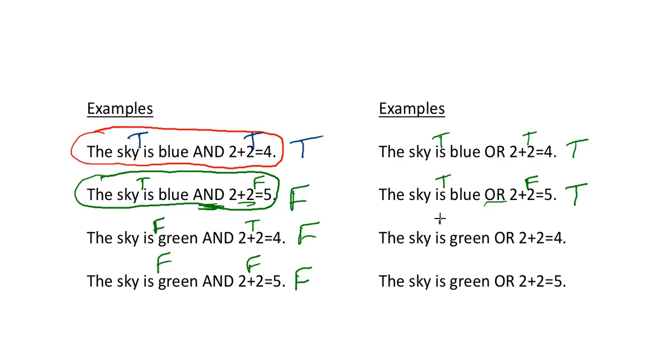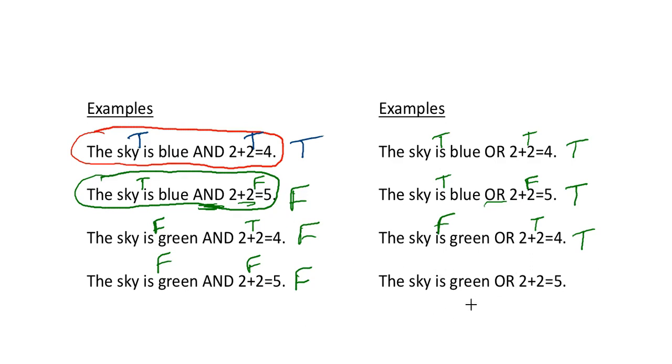The sky is green, that's false, but we can't make any judgments yet because we have to see what the other statement's doing. Here, we're saying 2 plus 2 is equal to 4, that's true. So or again will be happy, right? Because part of it was true, or is going to be considered as a true statement.